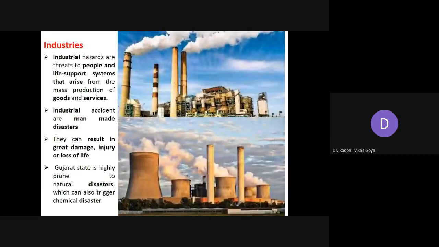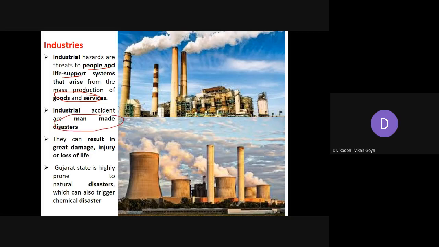Now next we will discuss industries, because nowadays all our residential areas are merging with industries. So basically these industrial hazards are a threat to people as well as our life support system, and that arises from the mass production of goods and services. Most of the goods and services that we are getting are from production by industries only, so they are essential. But if some industrial accidents occur, that is generally considered to be a man-made disaster.